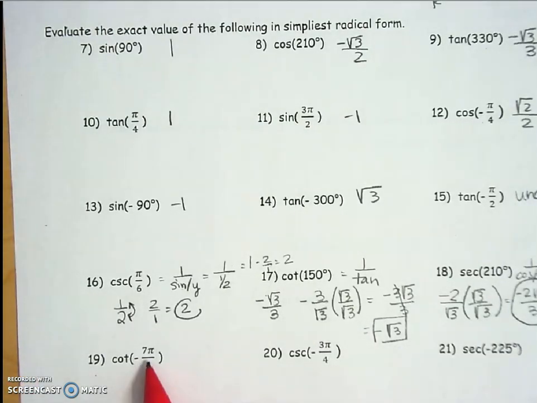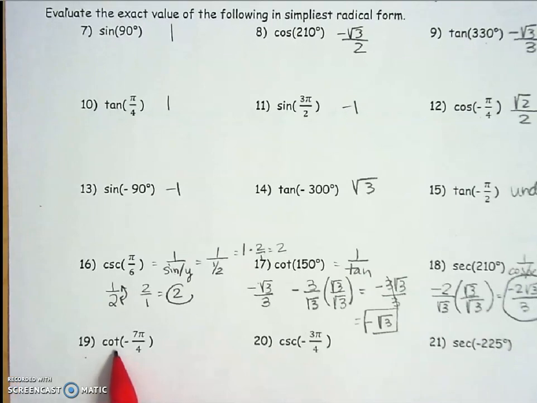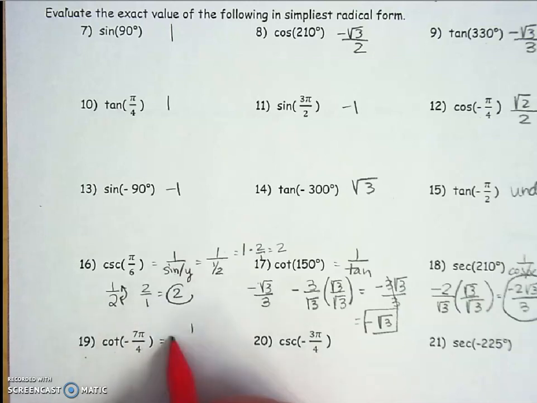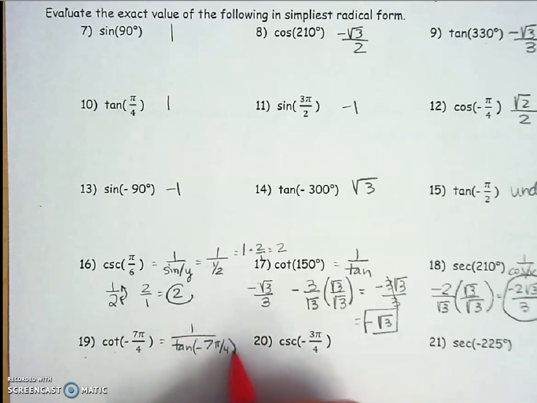And these are all negatives. So remember to, you know what, hold on one second. Let me get my unit circle and show you something. All right, on this one, we're being asked to find cotangent of -7 pi over 4. So this is 1 over the tangent of -7 pi over 4.